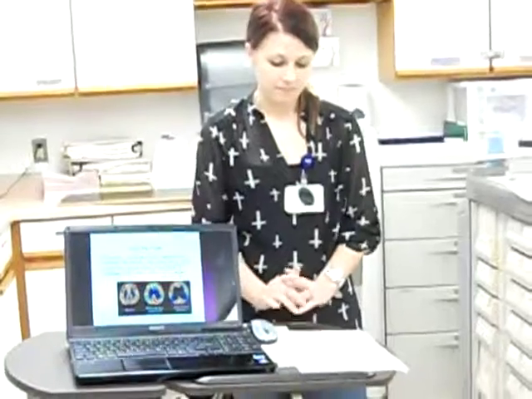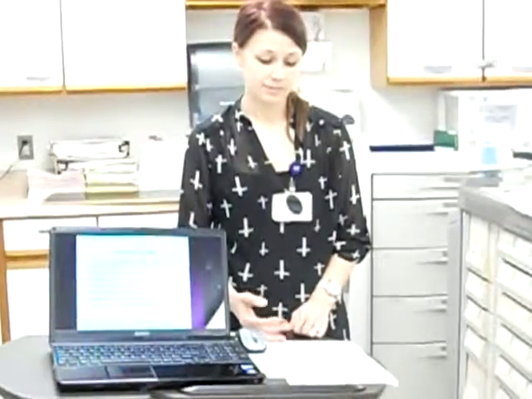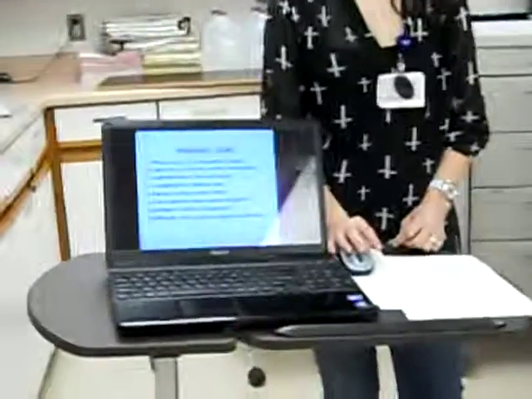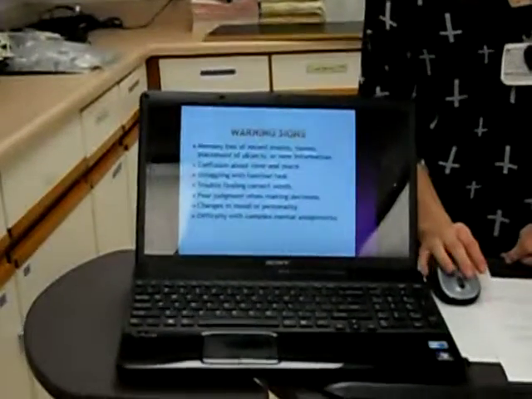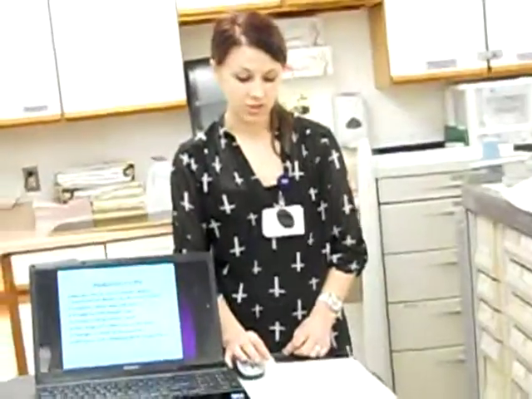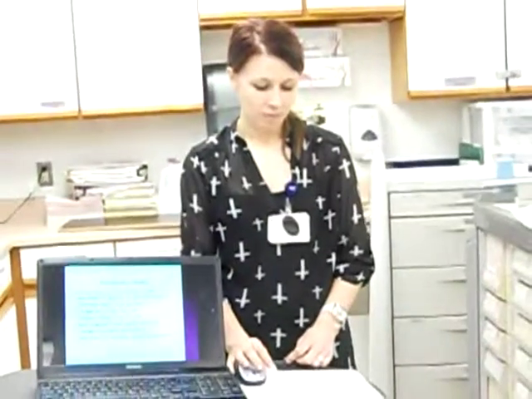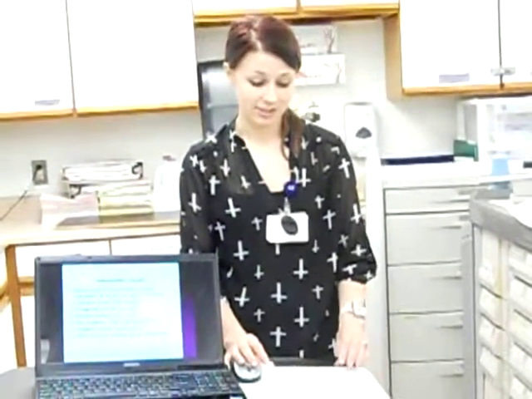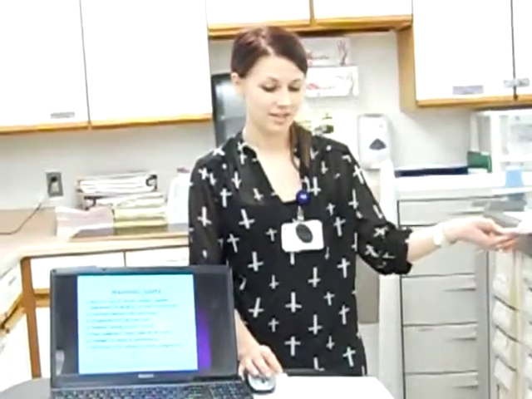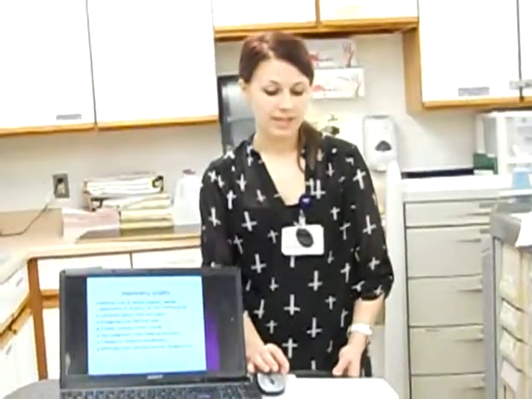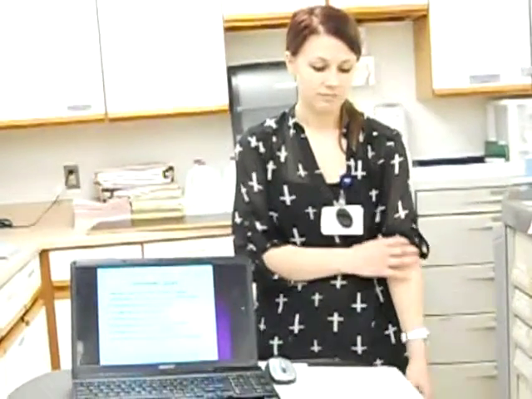Although every case is different, the warning signs are very common. The warning signs include memory loss, especially of recent events, names, placement of objects, or other new information. Confusion about time and place, struggling to complete familiar tasks such as brushing their teeth, trouble finding the appropriate words, completing sentences, or following directions, poor judgment when making decisions, changes in mood and personality, difficulty with complex mental assignments like balancing a checkbook.